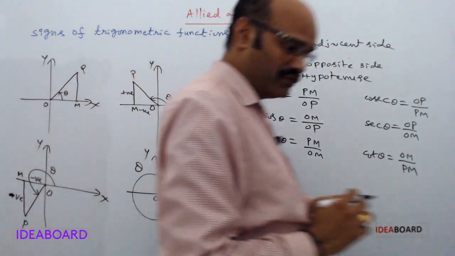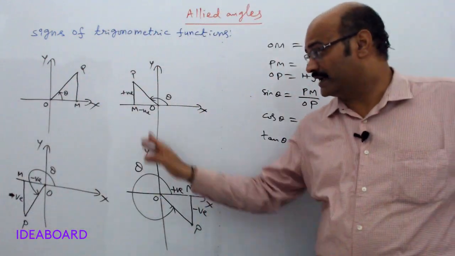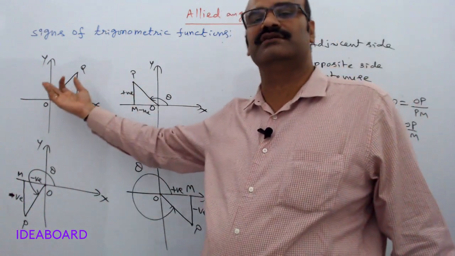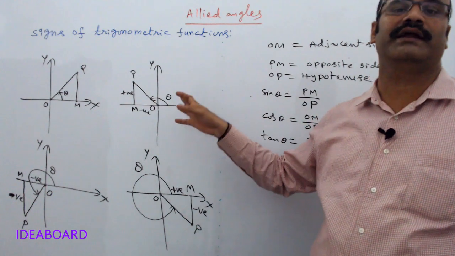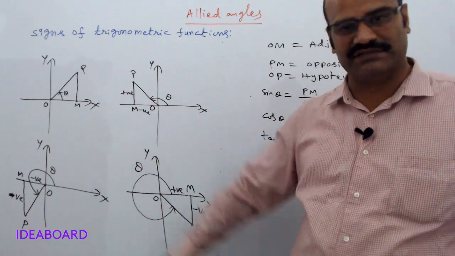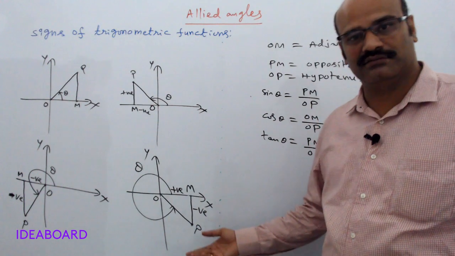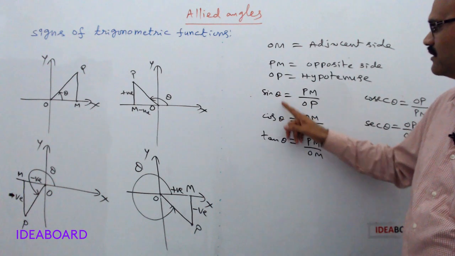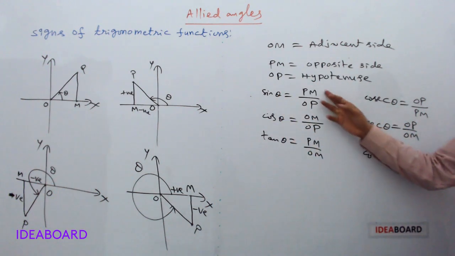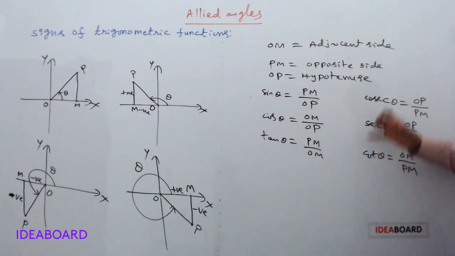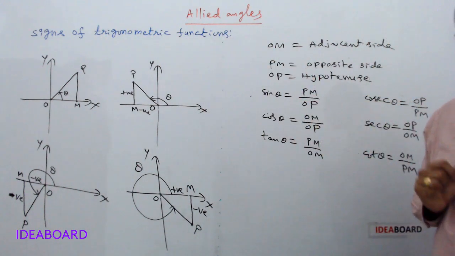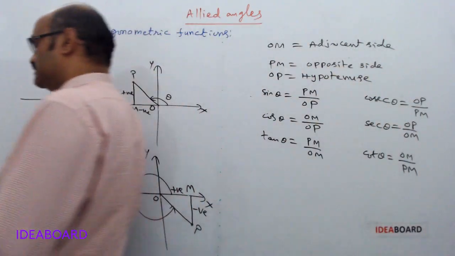Now we have come to know the trigonometric ratios of angles of any magnitude. Any magnitude in the sense that it may lie between 0 to 90, or 90 to 180, or 0 to 270, or 0 to 360. Whatever magnitude you take, we can define the 6 trigonometric ratios given here. Now we are going to define the signs of trigonometric functions. For that, we have to take different quadrants.